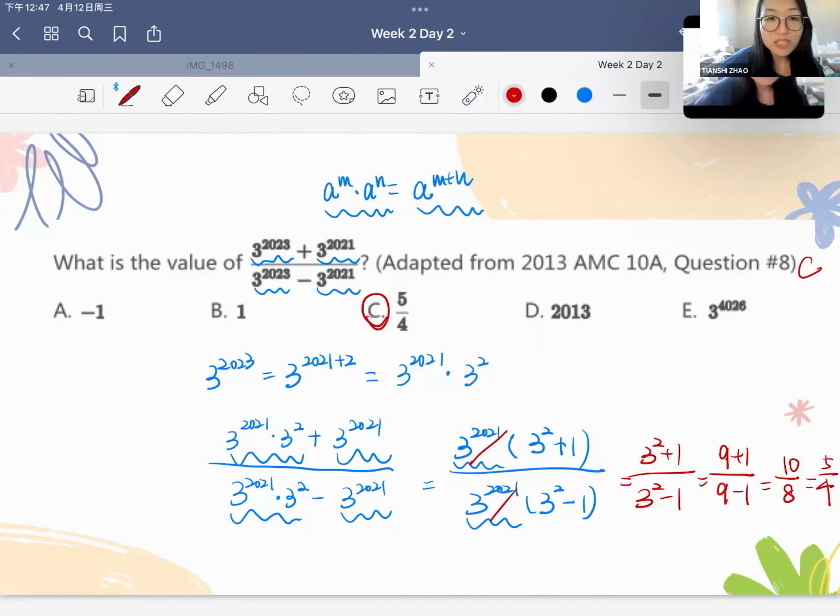So this is a challenging question because it asks us to use the power rule reversely and also to find the common factor by ourselves.